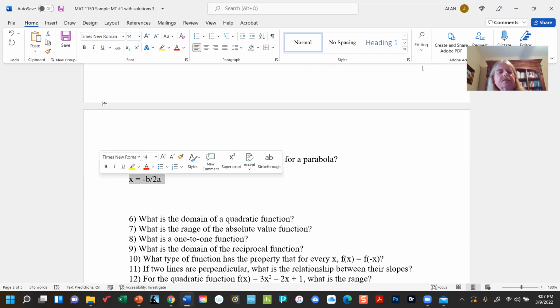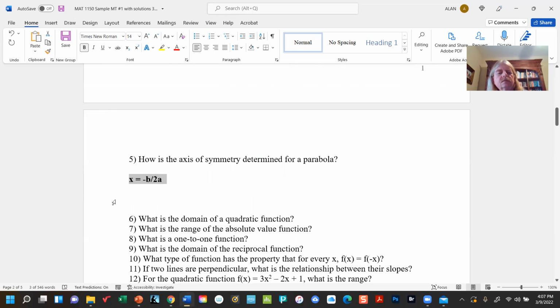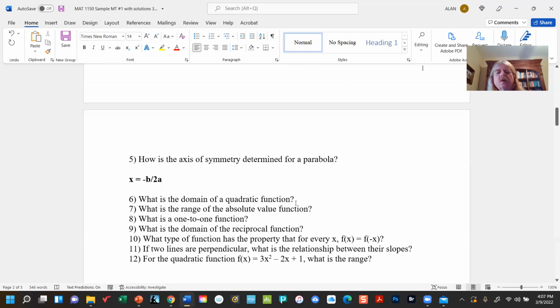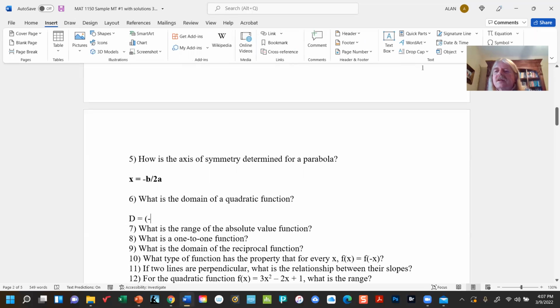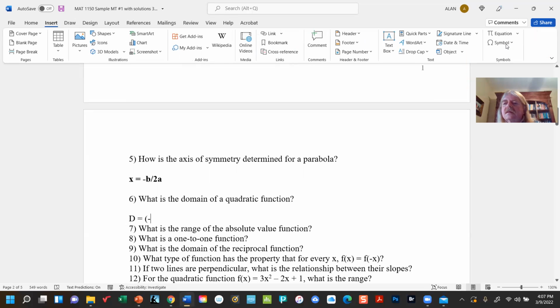Now, what is the domain of a quadratic function? Well, we know already. It's negative to positive infinity. Now, all I need, I hope the symbol's there. If it's not, here it is. Here it is.